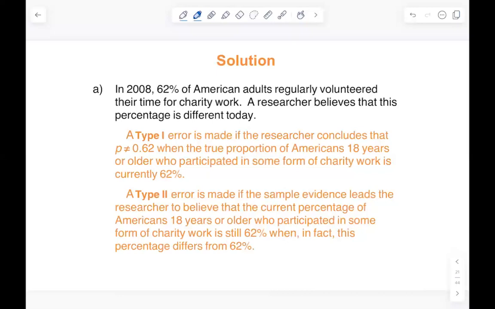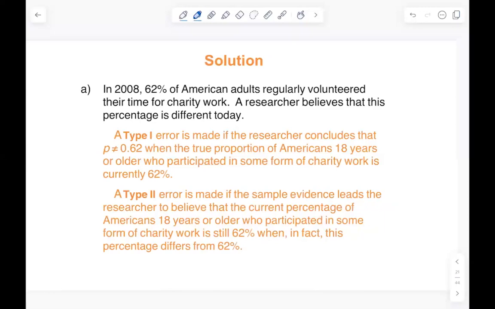A type 2 error is if we had evidence to believe that the current percentage of Americans who participated in charity work is not 62%, but we stated that it was 62%. Then this would be a type 2 error. I know it's confusing. Just do the best you can. Let's take a look at the next one.